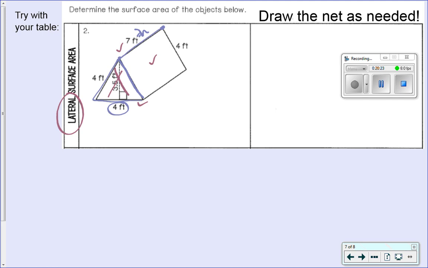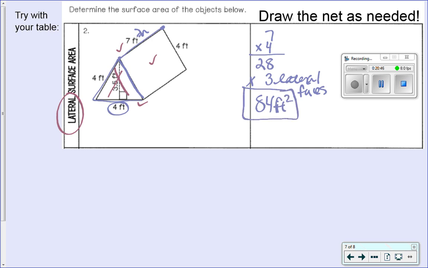So each side we're going to do 7 times 4 gives us 28. How many lateral faces are there? 3. There's 3 lateral faces. So 28 times 3 is, you got it. Good. And then feet, sorry, squared, not a feet. Are we good with that?